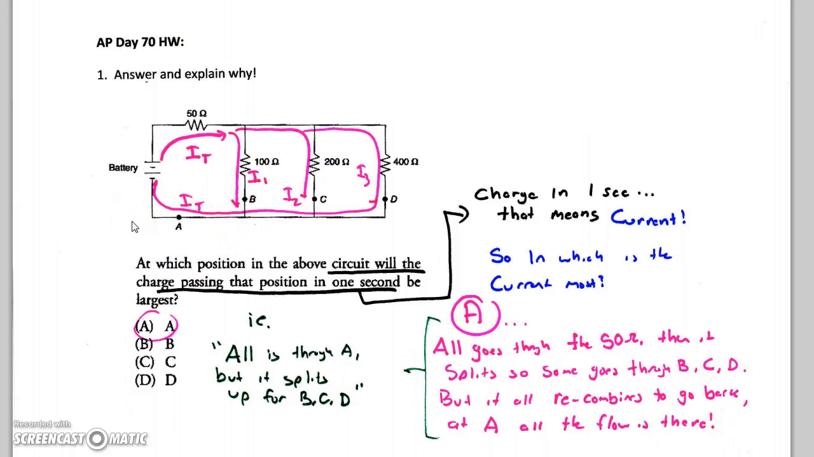So in other words, we're trying to figure out which one of these points has the most flow. It's obviously A, because all the current of the circuit flows through it, whereas B, C, and D have only part of that current. Now if you had to rank them entirely in order, it would actually go A, B, C, D. Since this path has the least resistance of the 3 parallel paths, it has the most flow. So that's not too bad.